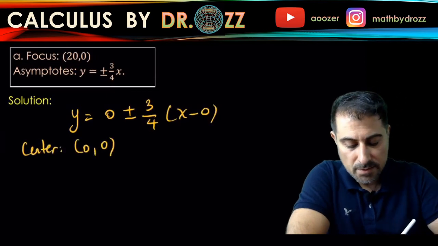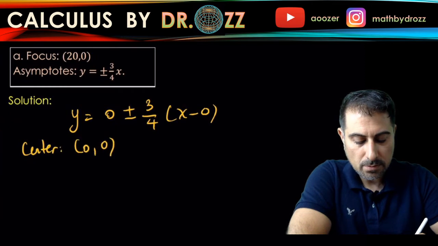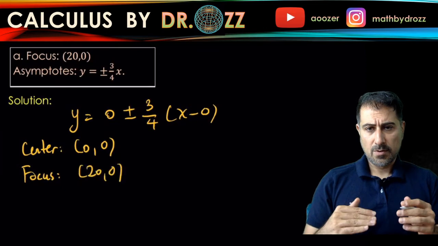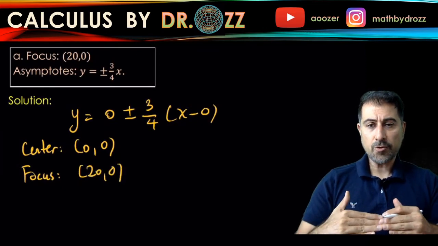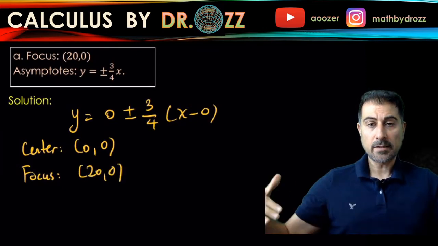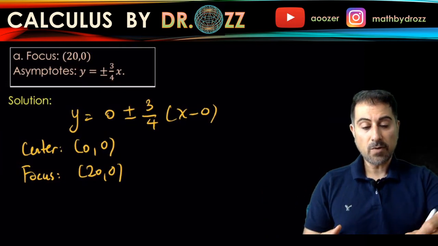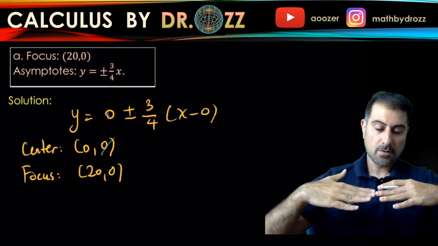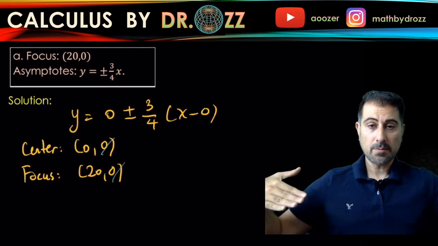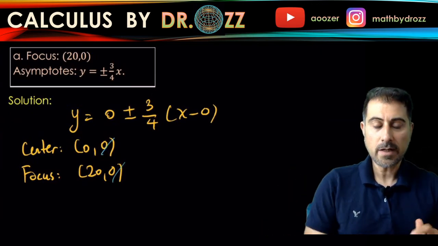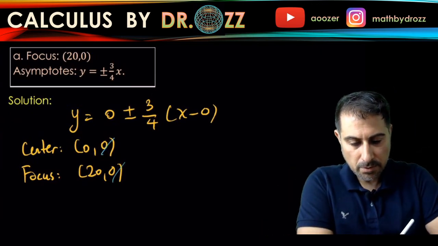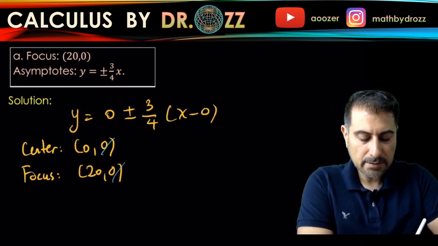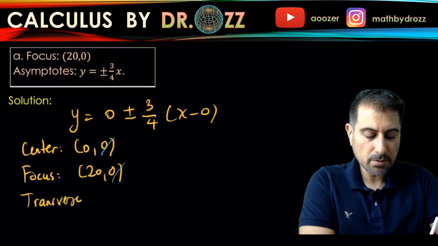And the focus is given as (20, 0). The center and focus are located on the same line. Seeing that the y coordinates do not change, the transverse axis has to be horizontal here, because you're just moving in the x direction. So I'm going to write here that the transverse axis is horizontal.